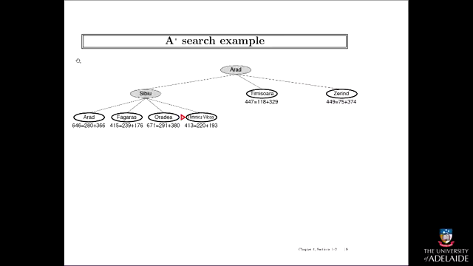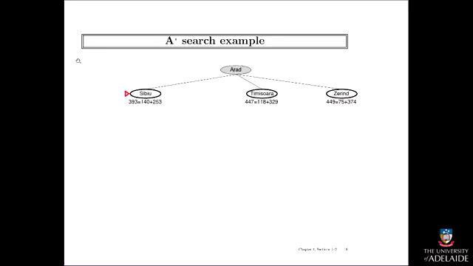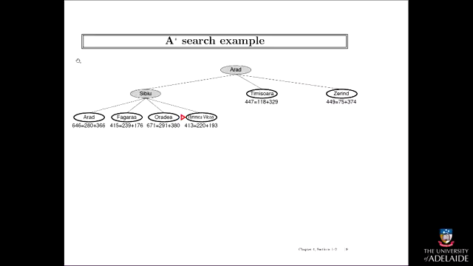Okay, let me flick back. Notice that this number here, 393, is 140 plus 253. The cost of getting to Sibiu is 140. The cost of getting from Sibiu to Fagaras is 140 plus whatever that distance was, and I'm afraid I haven't got the map. I can't bring it up.